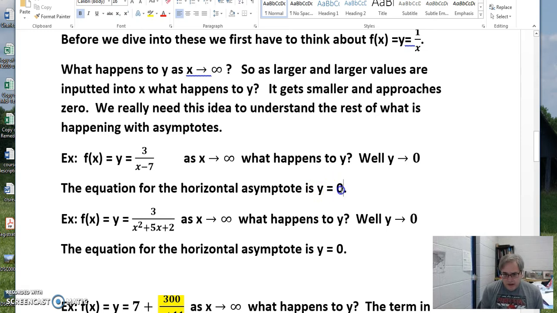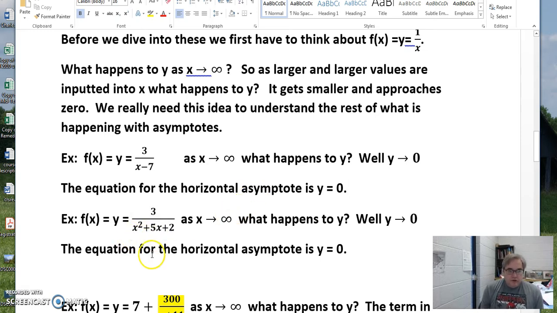And I want you, again, to think about this. That's an equation of a line. It's y equals a constant number. That makes it a horizontal line, so it's a horizontal asymptote. This curve is going to come down or come up to that horizontal line, but never cross it. It's going to approach it.